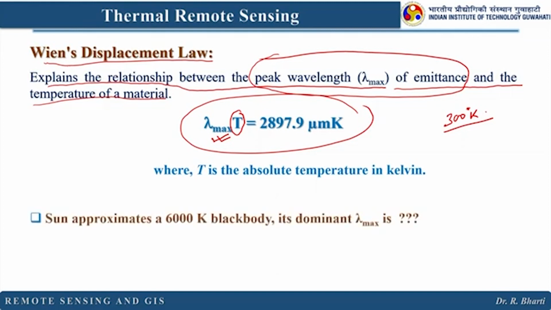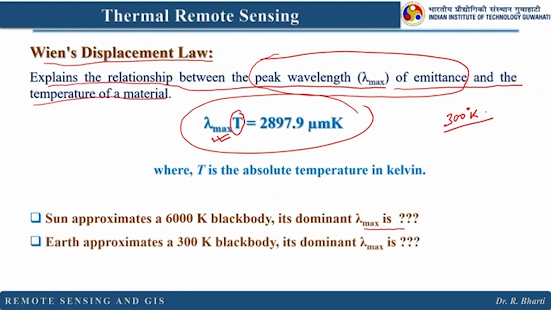Now here the sun approximates a 6000 Kelvin black body, right? Its dominant lambda max will be, can you calculate? Yes, it is very easy. Then earth approximates a 300 Kelvin black body, its dominant lambda max will be, so this is for your exercise. Use this formula and calculate what will be the lambda max for earth and sun, in which wavelength you can receive the maximum emittance from sun as well as earth, right?